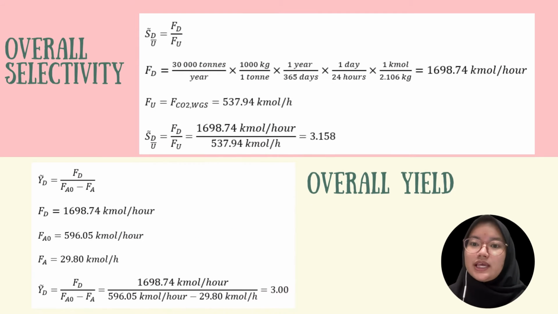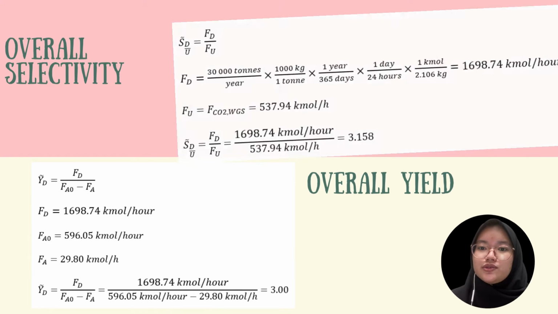Finally, the overall selectivity and yield of H2 is calculated. The selectivity obtained is 3.158. Next, for the overall yield, the yield obtained is 3.